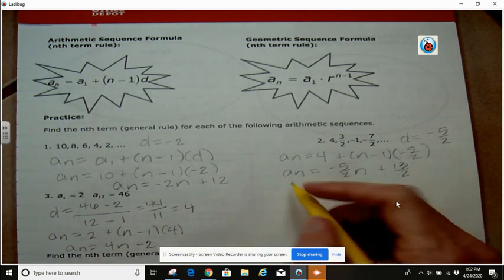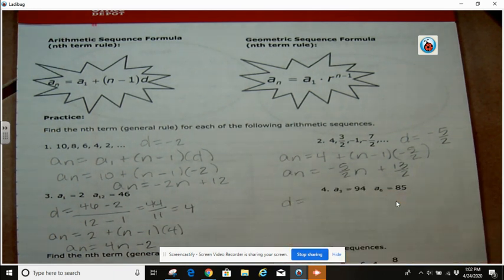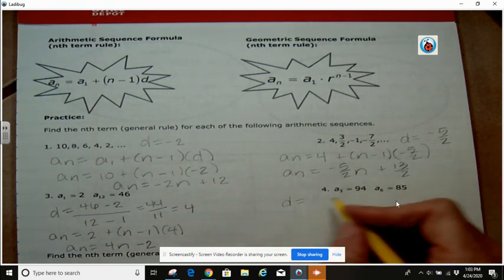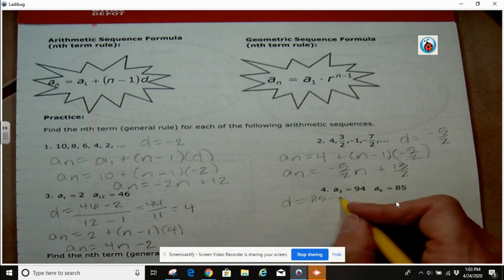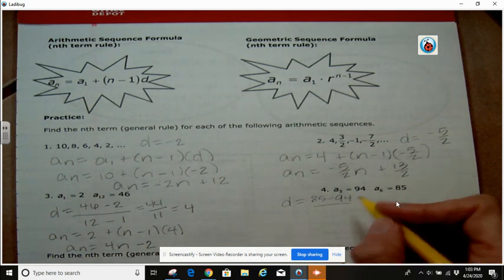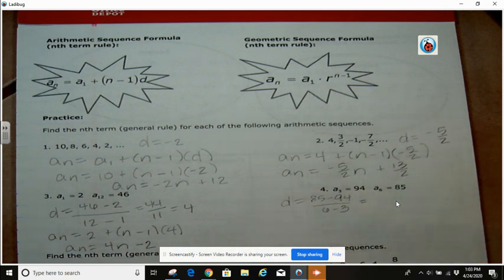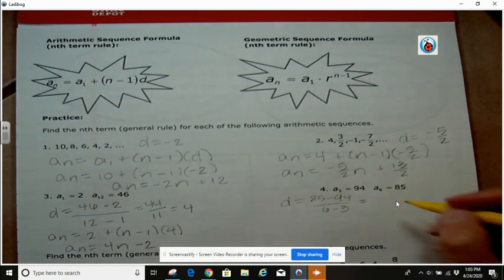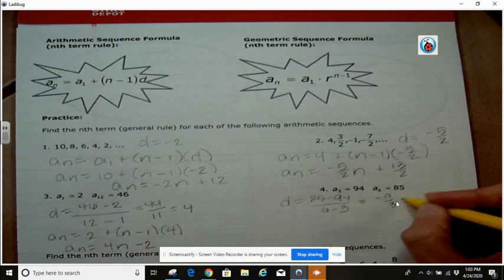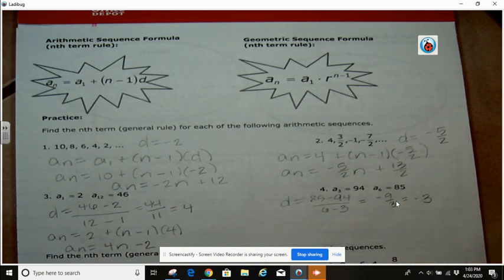So let's try that again. Over here, let's find the common difference. If we do it as just a ratio, we can do 85 minus 94 over 6 minus 3. Or you could use the formula, but this is going to be faster. You get negative 9 over 3, so the common difference is negative 3.